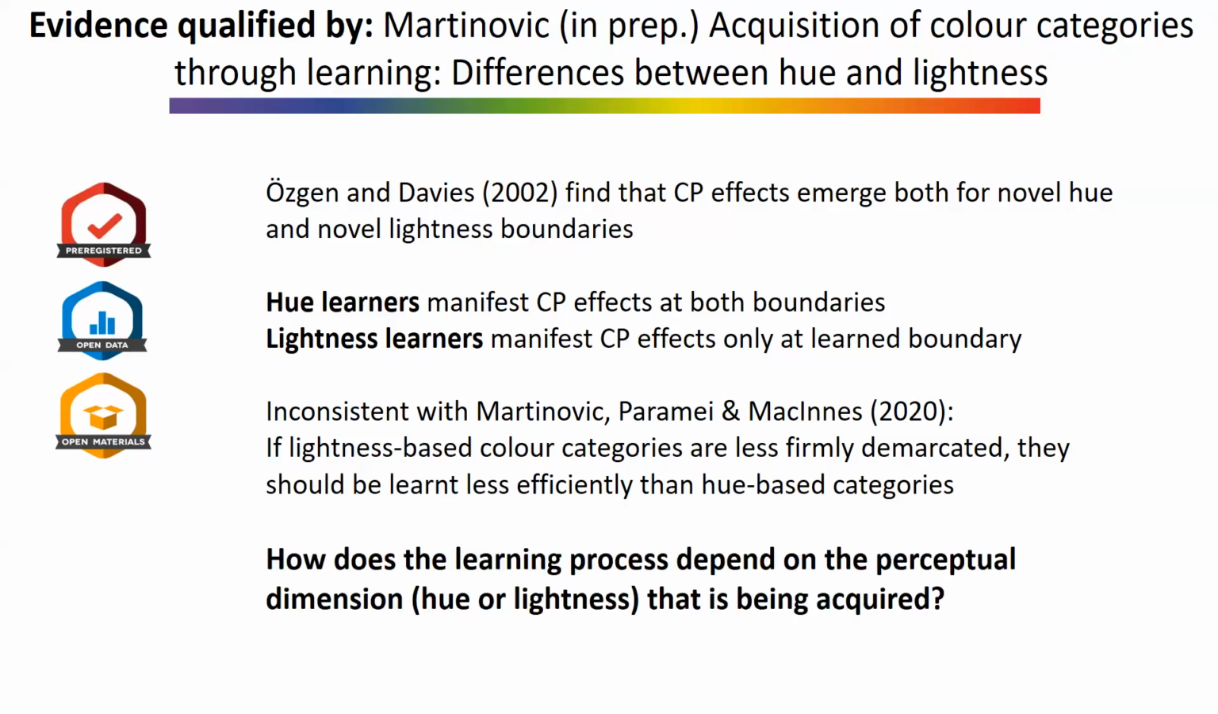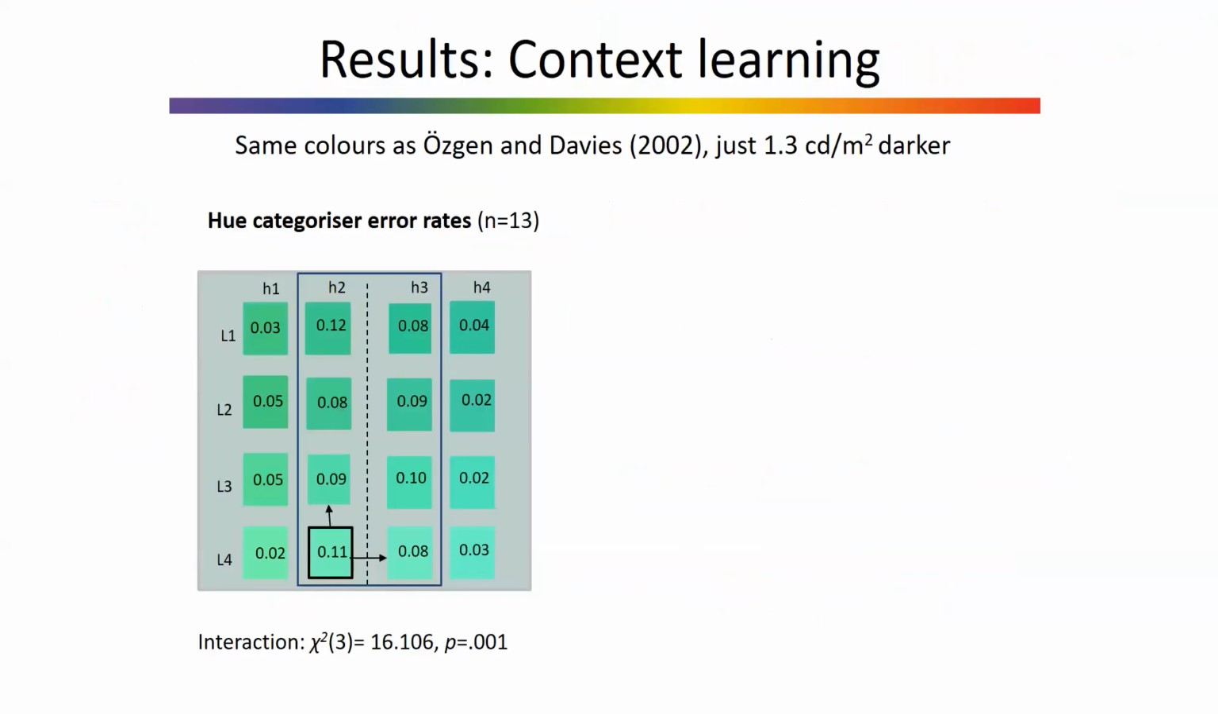And the question was, how does the learning process itself depend on the perceptual dimension that is being acquired? As you saw, Özgen and Davies report the discrimination data, but they did not report the mistakes made during learning, which could be indicative of what's happening while you learn. So in my study, I not only collected discrimination data, but I also collected errors during learning and analyzed them. I also asked participants if they had any particular labeling strategies at the end of the experiment. We couldn't simulate exactly the same colors, but they were almost exactly the same.